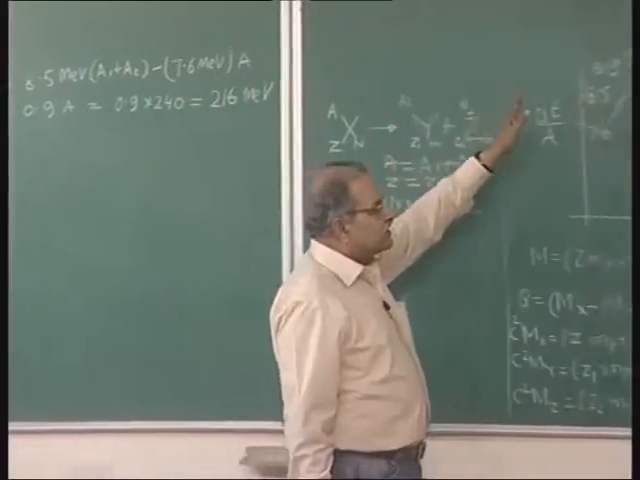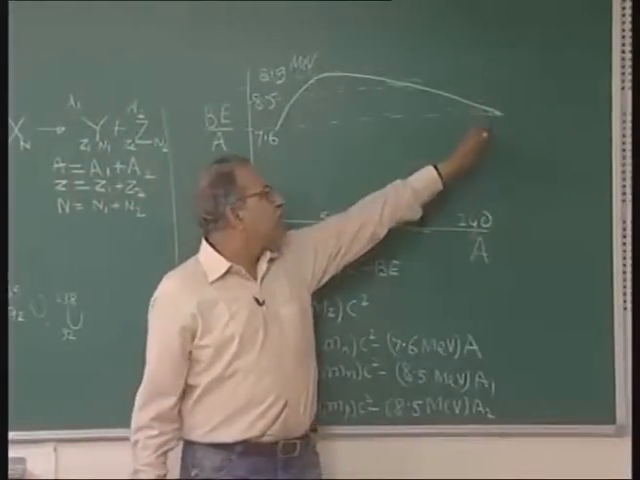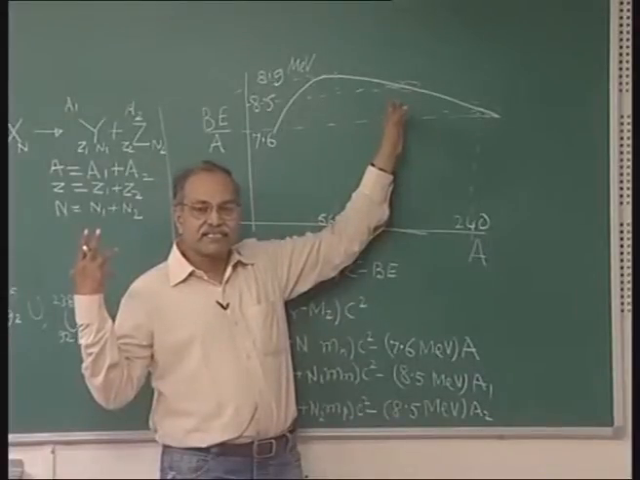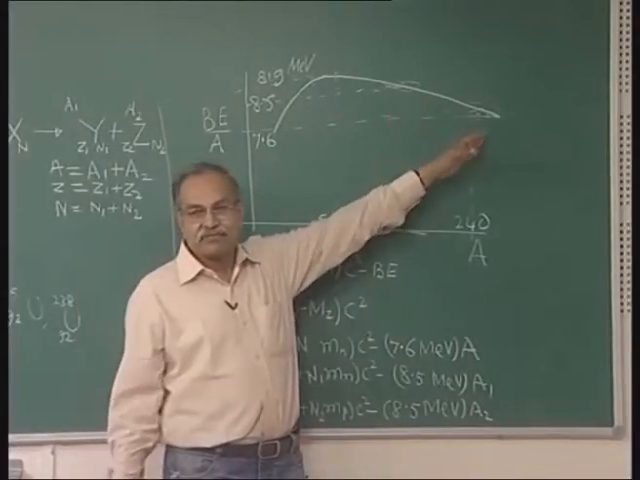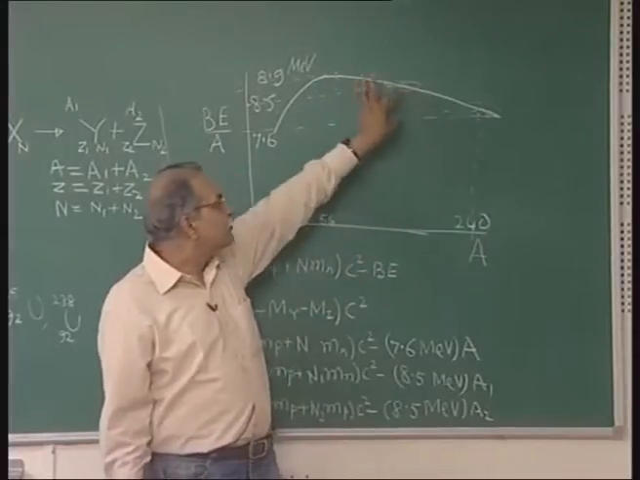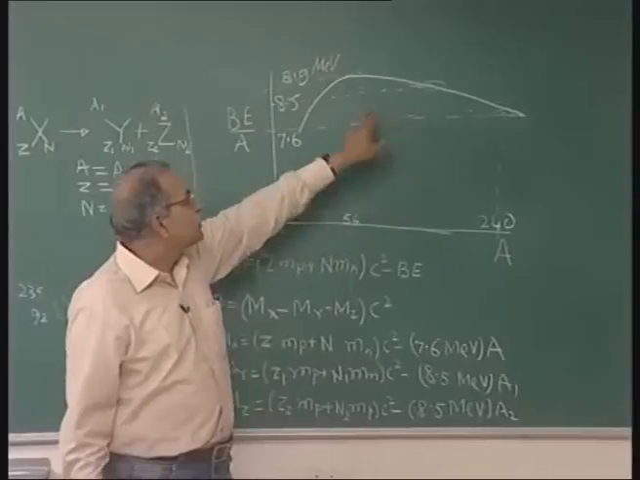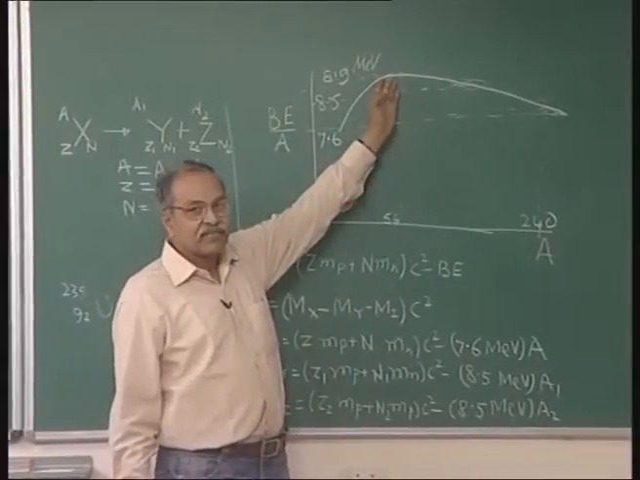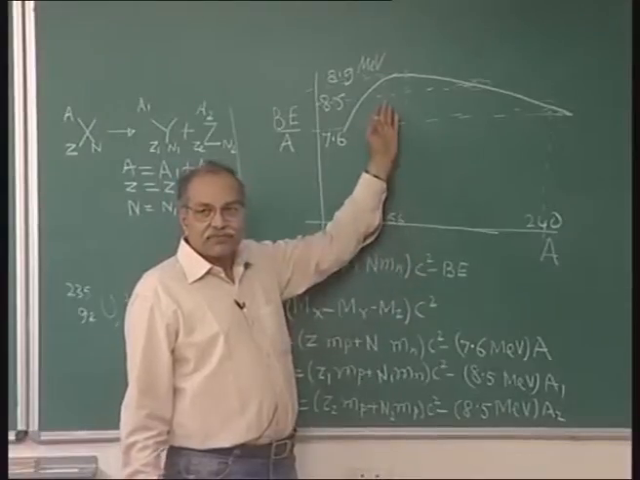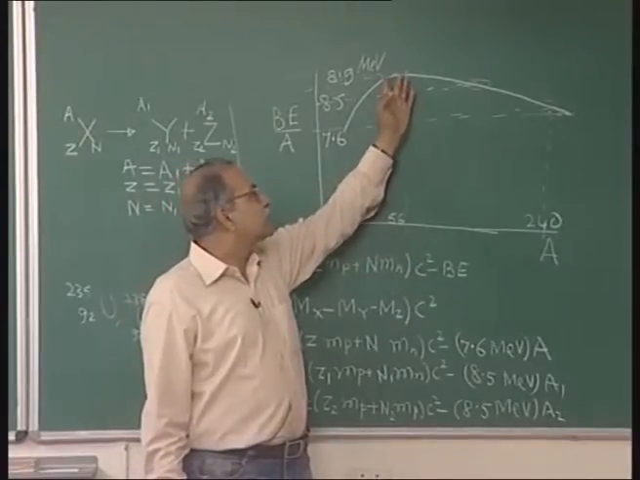So, what is this minimum value of A, where this fission is energetically favorable? For 240, we have seen that yes, it is favorable. So, we can work out using the semi empirical mass formula. Roughly I can see it here, this is around say 56 or so.